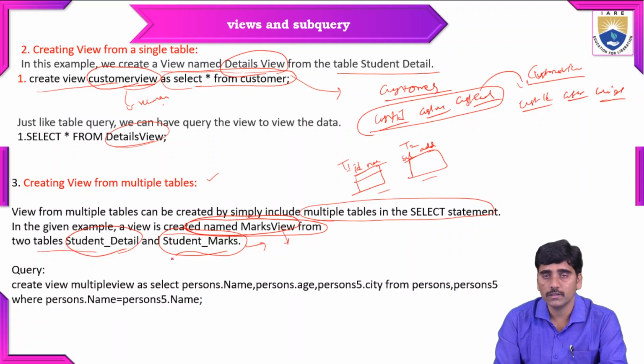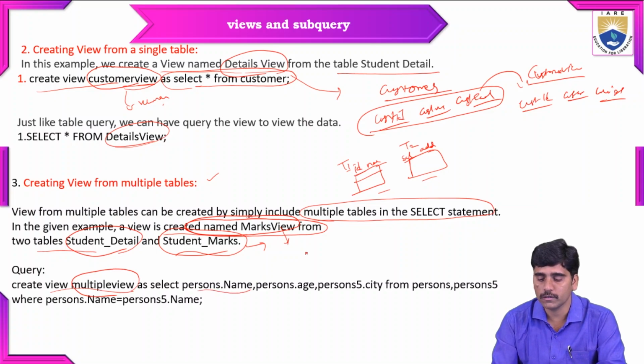So here the query we can write it like this: create view multiple view. Multiple view is the view name, as select persons dot name. Here I can have two tables. One is persons, and the second one is persons 5. In persons I can have name and age, but in persons 5 I can have city.